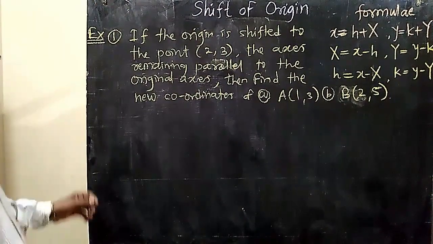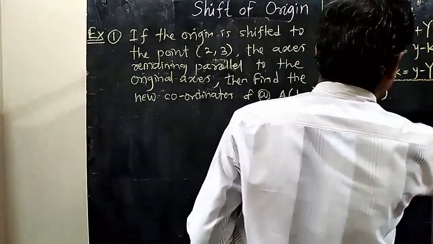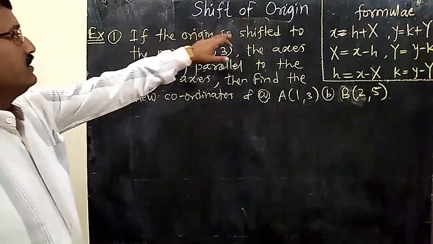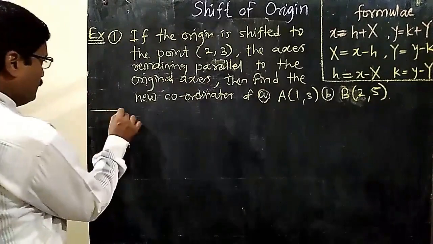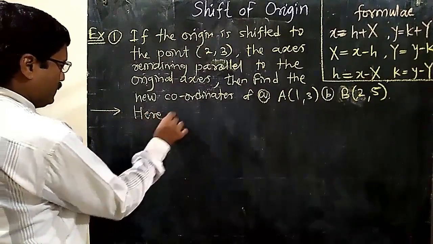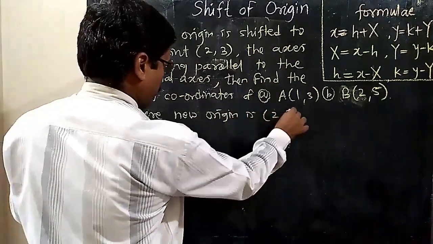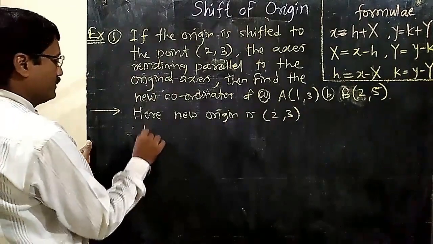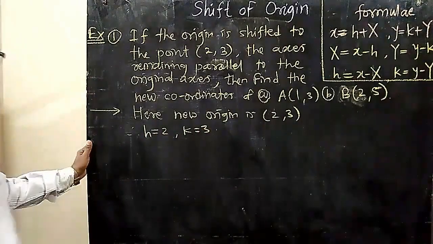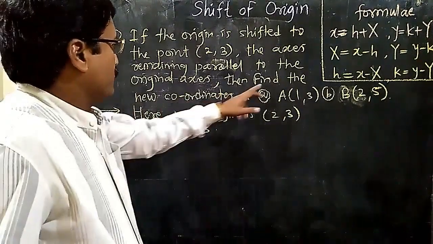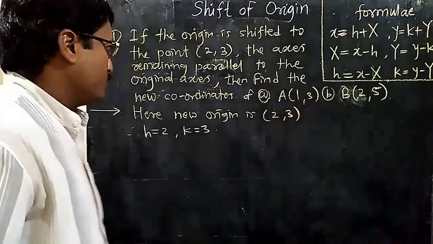Here, what is given? Given the new origin, that is (2, 3). New origin is nothing but (h, k). So here the new origin is (2, 3). Therefore h is equal to 2 and k is equal to 3. It is given. Also, we have to find the new coordinates of the points. Means obviously these are old coordinates.